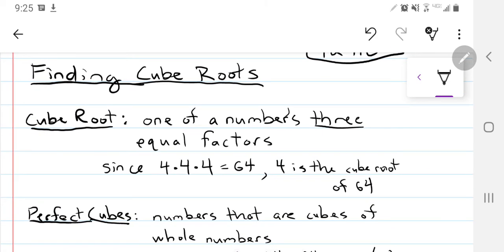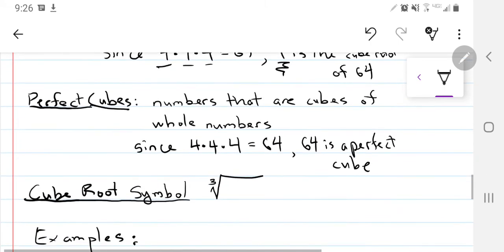Finding cube roots. All right, cube roots, like square roots, are numbers that multiply by themselves to get that number. But this time, we need 3 numbers, 3 equal factors that will get you that number. All right, since 4 times 4 times 4 is 64, 4 is the cube root of 64. All right, that equal factor. All right, a perfect cube: numbers that are cubes of whole numbers.